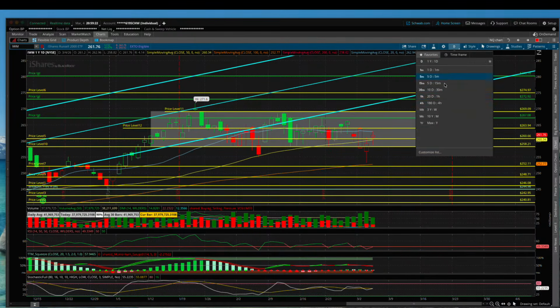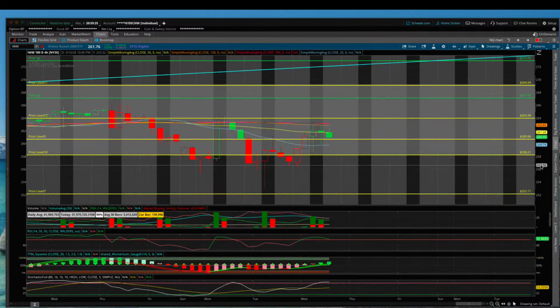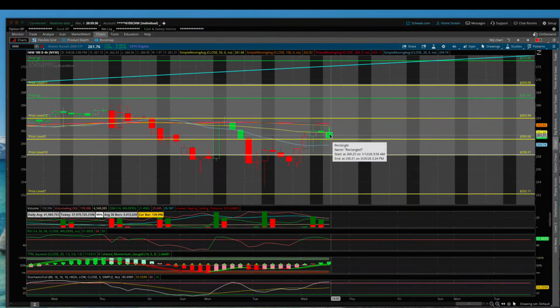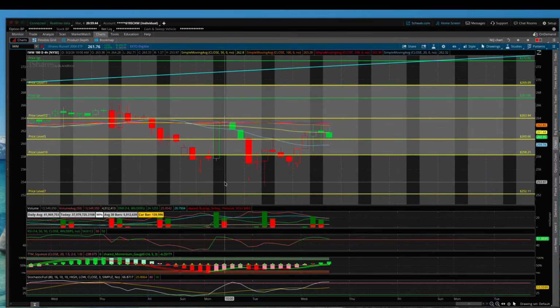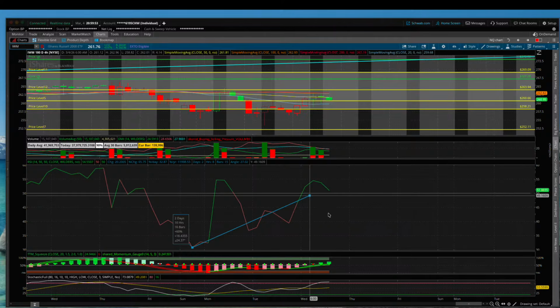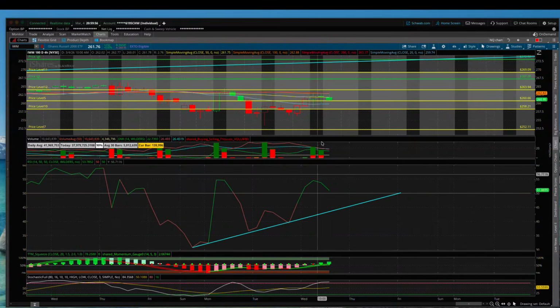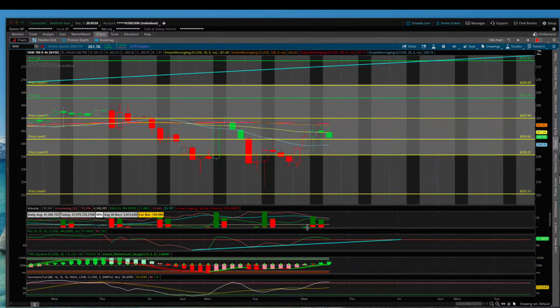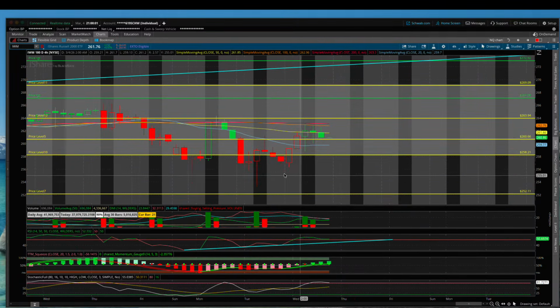Okay, let's see what they got. So this inverse head and shoulders is weaker, right? You remember the Qs were stronger, SPYs were right on point, and now the IWM is weak. But it still has a little bull flag on it. It still has a bullish divergence on it. That's a bullish divergence for sure. We got a bullish divergence on the IWM, definitely setting up.